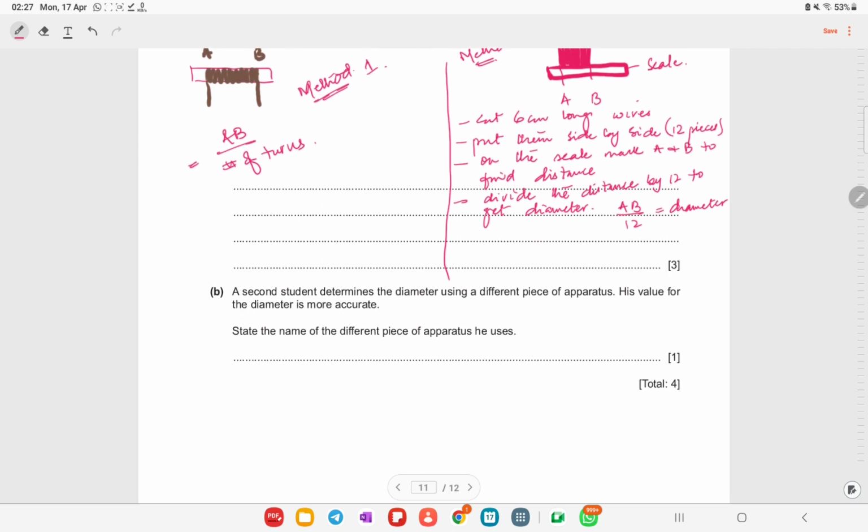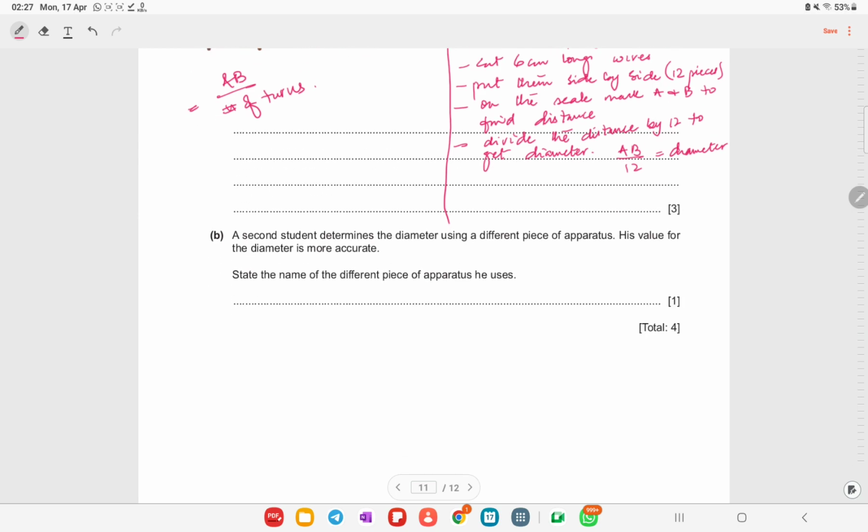A second student determines the diameter using a different piece of apparatus. His value of the diameter is more accurate. State the name of the different piece. So what you are going to use is a micrometer screw gauge. Thank you very much.